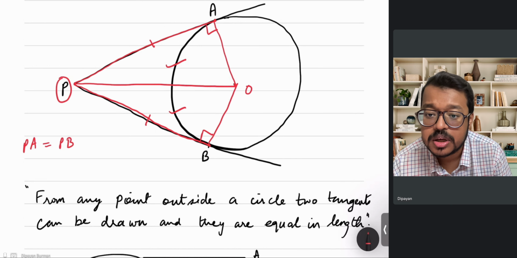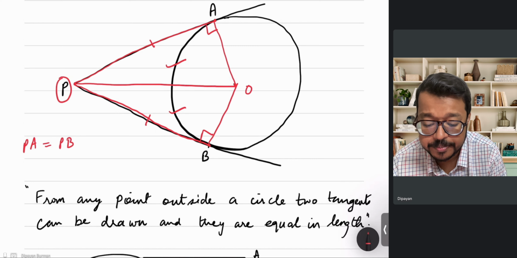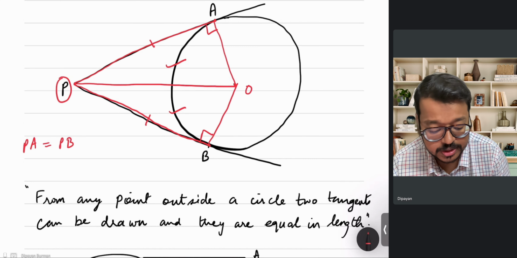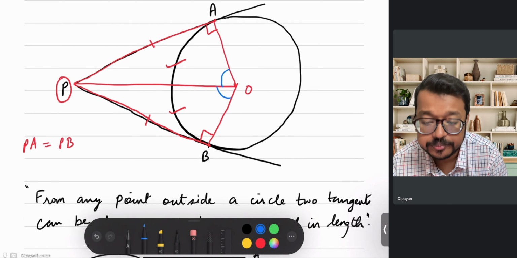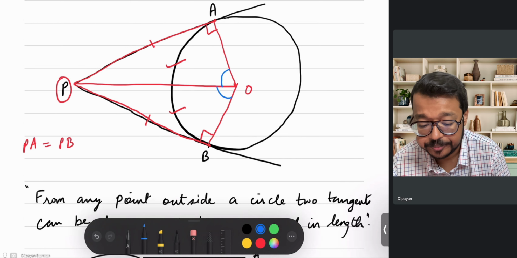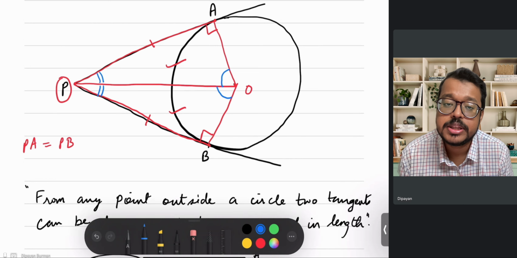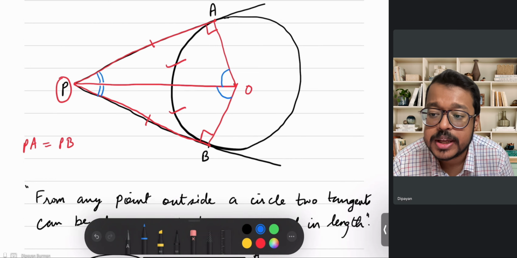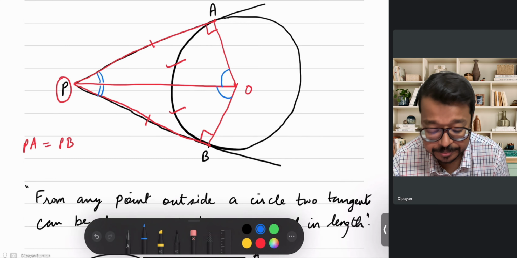And also, some of the angles are equal. For example, angle POA will be equal to angle POB. Even I can say that angle APO will be equal to angle BPO. So these results come after I prove that triangle PAO and PBO are congruent. Okay.